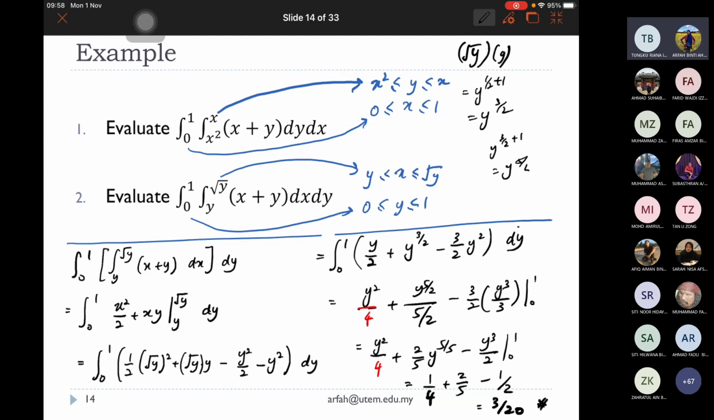Dapat yang lain? So kalau done, kita rehat sekejap, kita sambung 10-15 minit. Siapa nak pergi toilet, bagai, nak rehatkan mata. So 10 minit, we will continue back again with the second part of double integral.